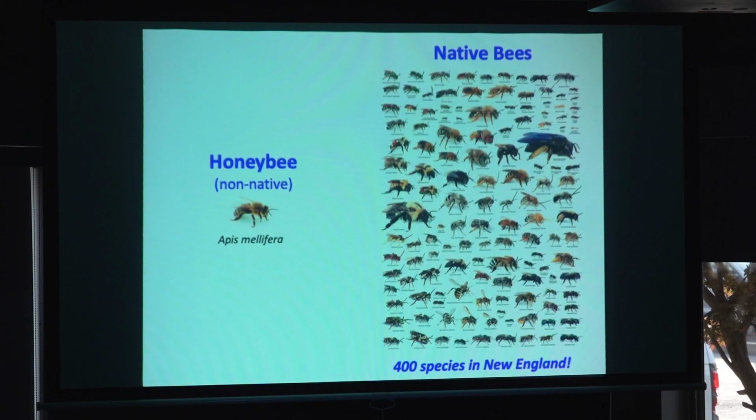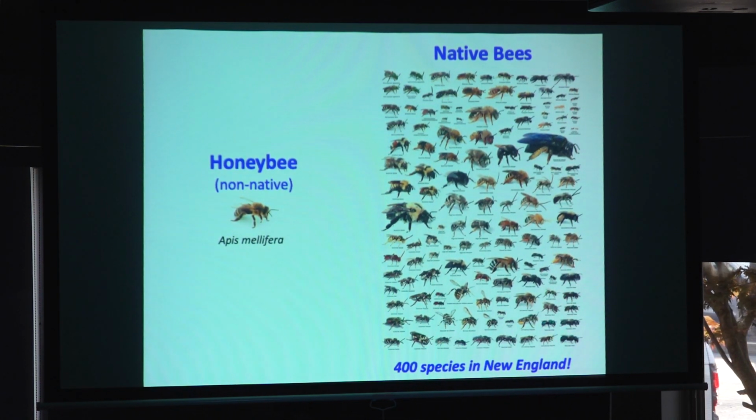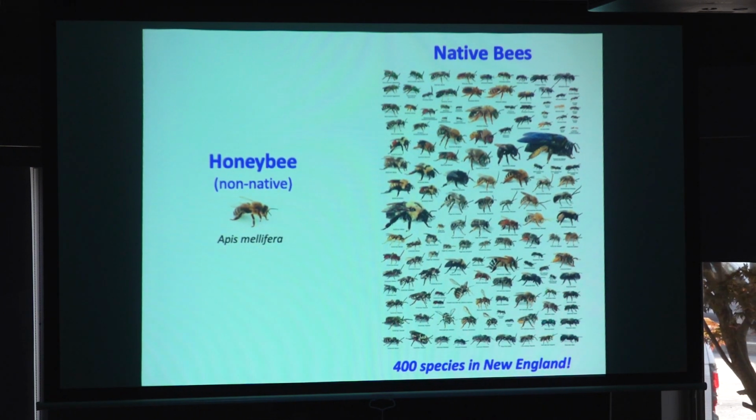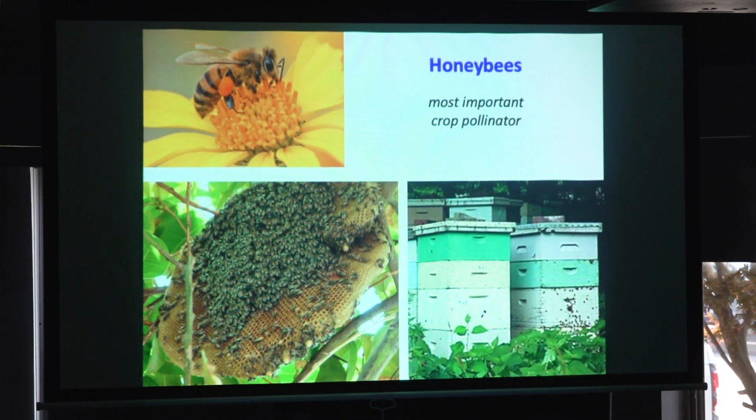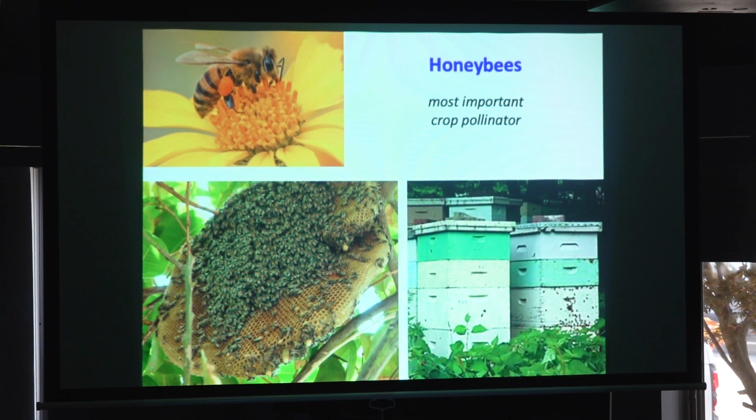So, the honeybee, which is non-native, by the way, it was brought here by the Brits about 4 centuries ago, is the one that we know best. But there are about 400 different species of native bees, big ones, little ones, and in between, here in Massachusetts and in New England. So let's think about the honeybees. We certainly wouldn't want to see them gone, would we? They're our most important crop pollinator.